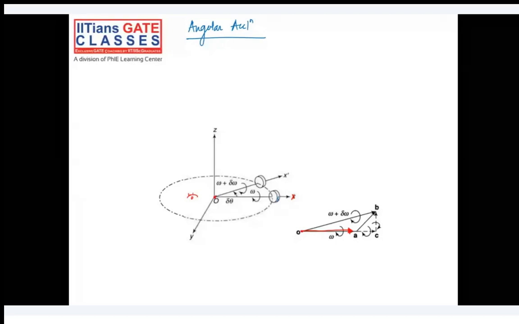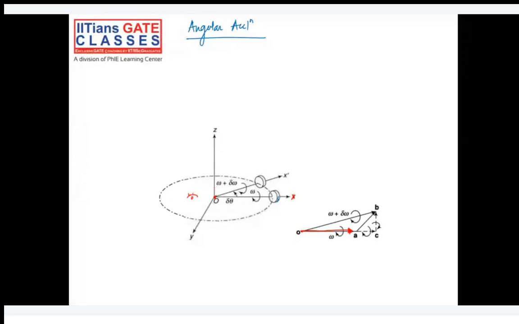Okay, so along this axis I would draw another vector, because that will be a little longer or shorter depending on whether delta omega is positive or negative. In this case let's assume delta omega is positive, so we'll get a bigger vector than the previous one at an angle delta theta. And all this is happening in time delta t. So I hope you understood the OA and OB vectors.